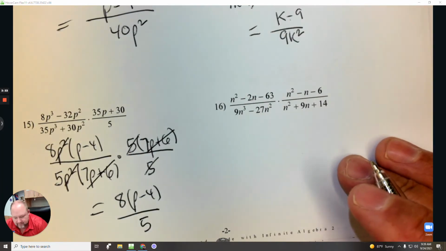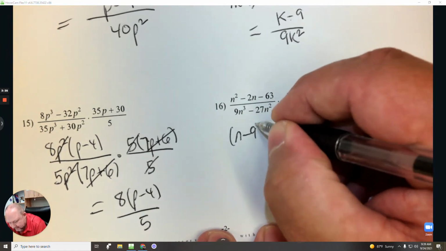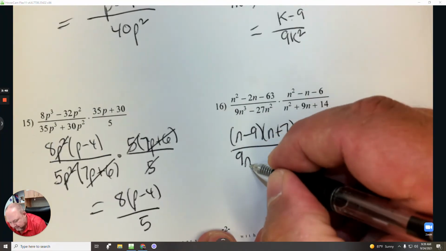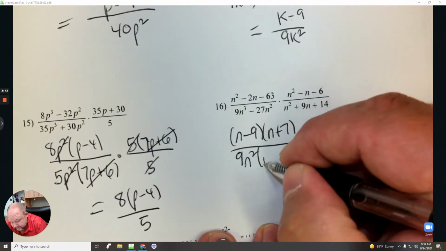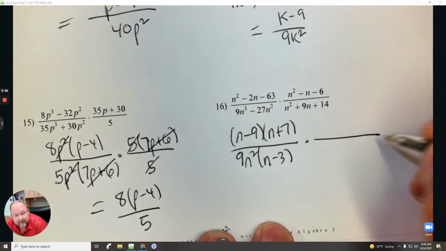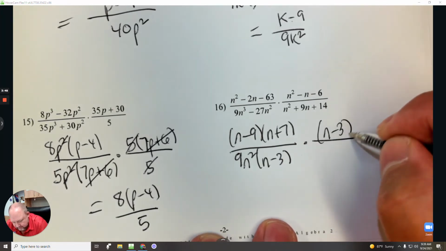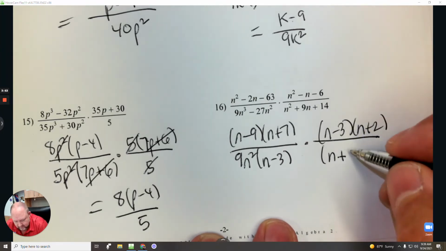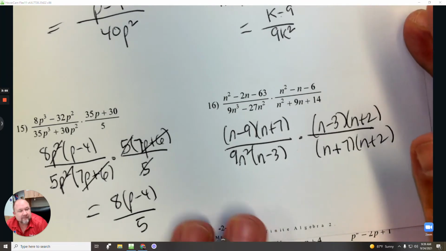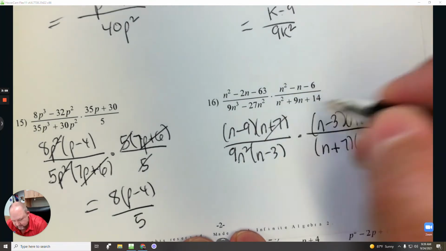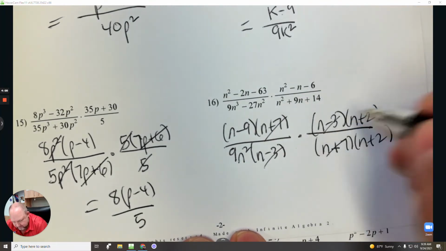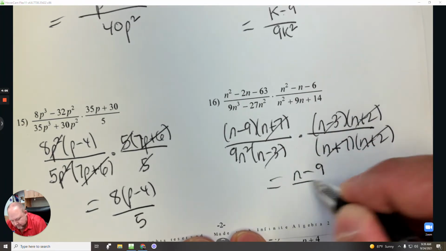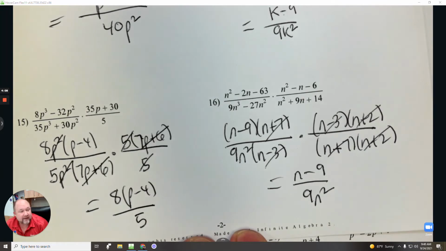In number 9, again, we're going to factor first. So that's negative 9 and positive 7. The denominator, I'm going to factor out a 9n squared. In the numerator, we have negative 3 and positive 2. In the denominator, we have 7 and 2. And now we start eliminating. So n plus 7, n subtract 3, n plus 2. And so all that's left is n subtract 9 over 9n squared, and it's done.